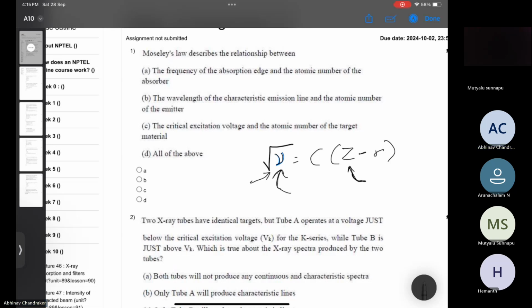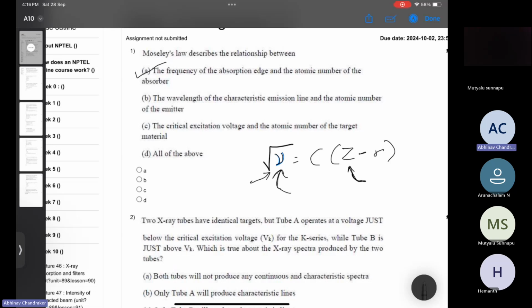So I think this is the most accurate option, which describes Mosley's law: the frequency of absorption edge and the atomic number of the absorber.